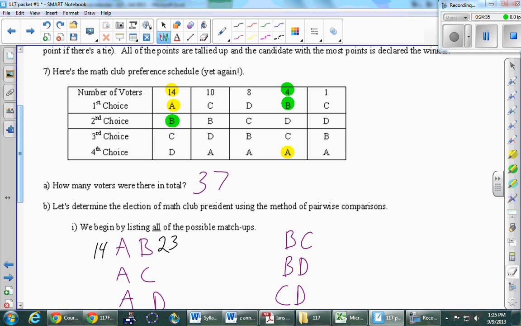Okay, with your neighbors, can you guys do A versus C and then proceed? As soon as you finish A versus C, check your answers with your neighbors and help each other out.